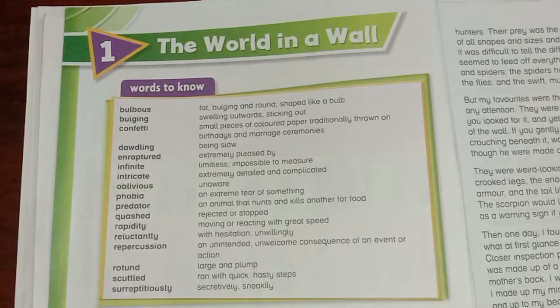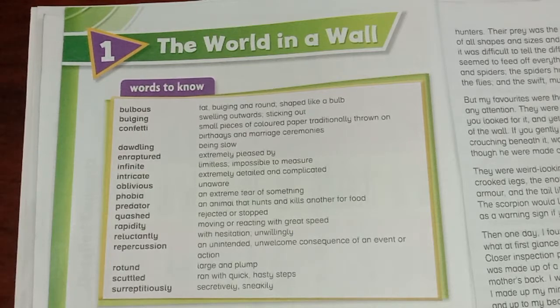Now, coming to the next word, scuttled. Scuttled is a verb. It means ran. In other words, we are going to say it in the past. Ran with quick, hasty steps. Hasty means fast. Okay, scuttled means run with quick, hasty steps. So, for example, you can say after seeing the cockroach in my room, I scuttled out of the room. You ran very quickly out of your room.